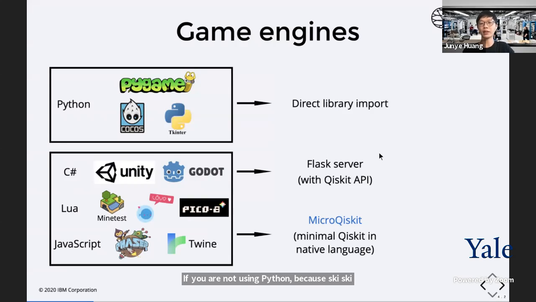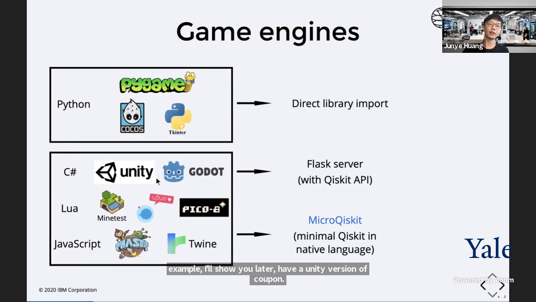The first way is to build a Flask server, which is a Python-based HTTP server, a very simple thing that you can write and run locally or host on the cloud. In your game, you can make HTTP requests and talk to this server. For example, I'll show you later that I have a Unity version of QPong, where you build the same thing, but you send to a Python server, and then Qiskit in Python simulates everything and returns the result back to the game.